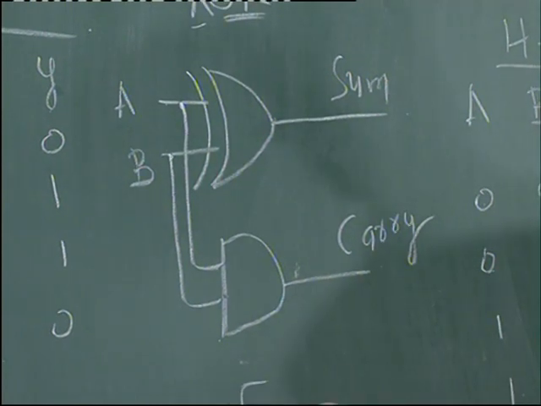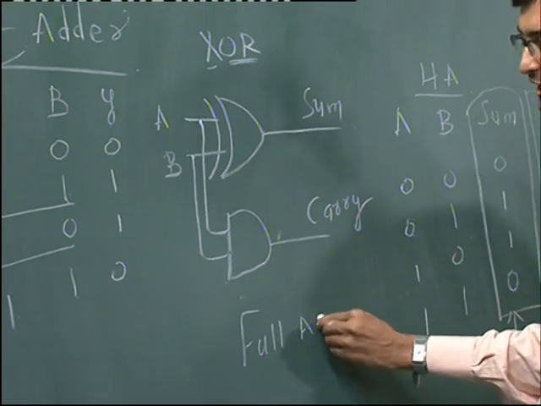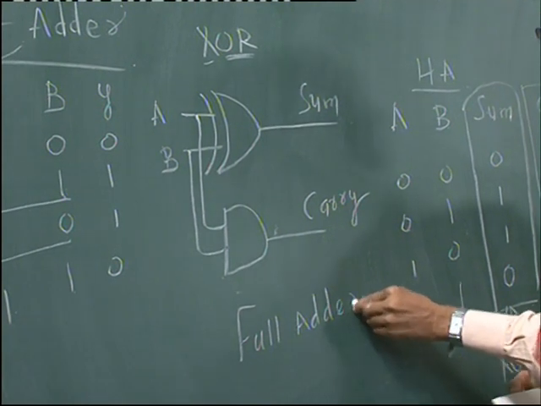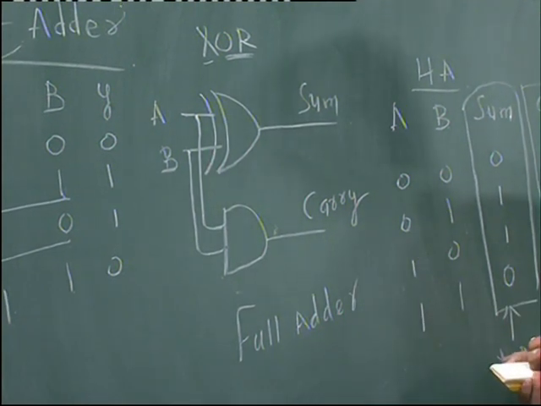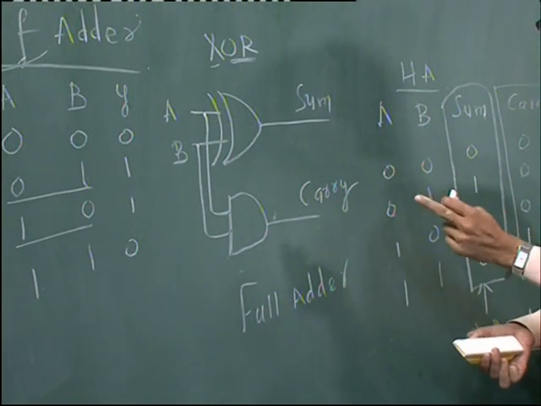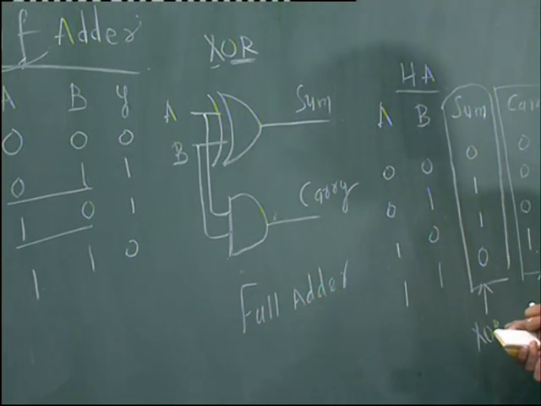One can design a full adder in the same way, and a full adder is nothing but a circuit which is used to add three numbers A, B and C. But we are not discussing that right now, it is a half adder.